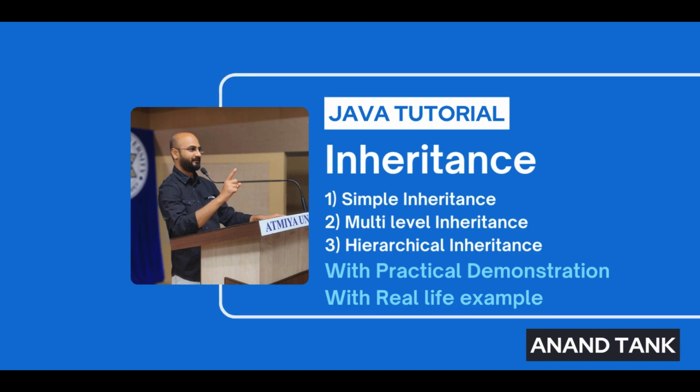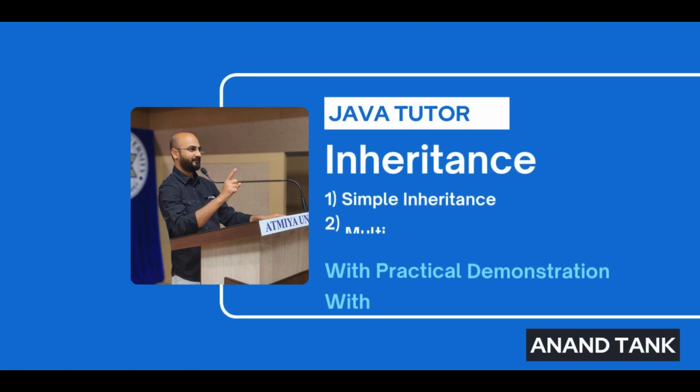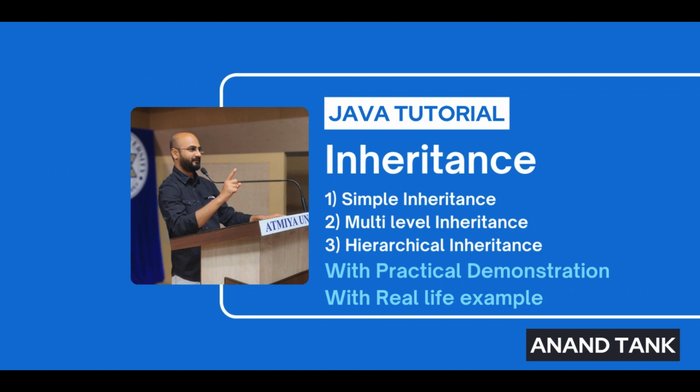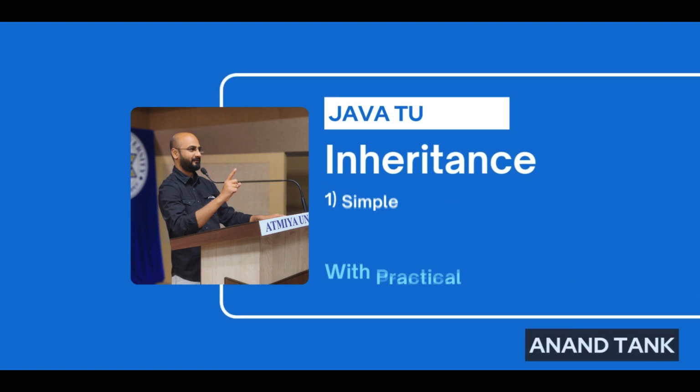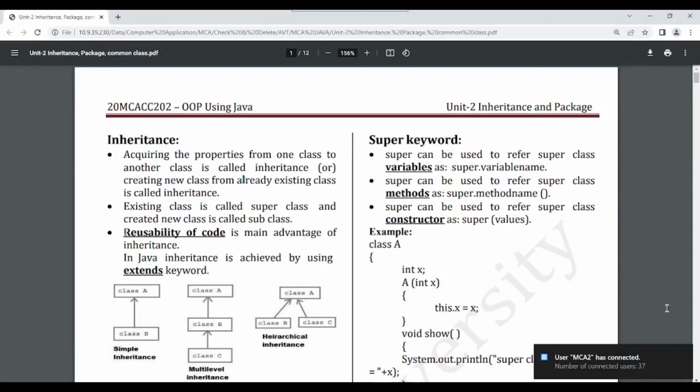Inheritance is the most important concept of Java, so be focused in the video and do the practical with me. Let's get started. What is inheritance? It is acquiring the properties from one class to another class. Or you can say creating a new class from an already existing class is called inheritance. It means there will be a superclass and subclass relationship, right? When a child class acquires all the properties of its parent, it's called inheritance.